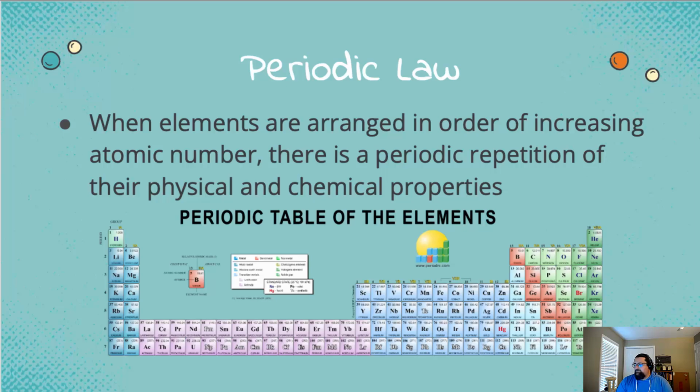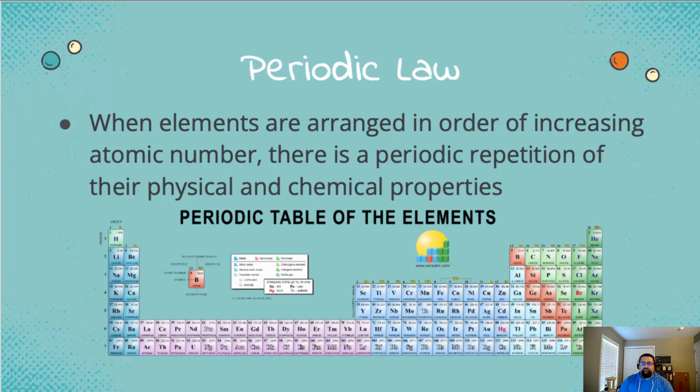So what does that mean? Well, it means that when we put them in order, if we were to stand them side by side, 1 to 118, every so often we hit a similar property. And so we saw in one of our demos the reactivity of alkali metals with water, right? And so that group 1, we saw lithium with water, sodium with water, potassium with water. And if you continue, you see that.